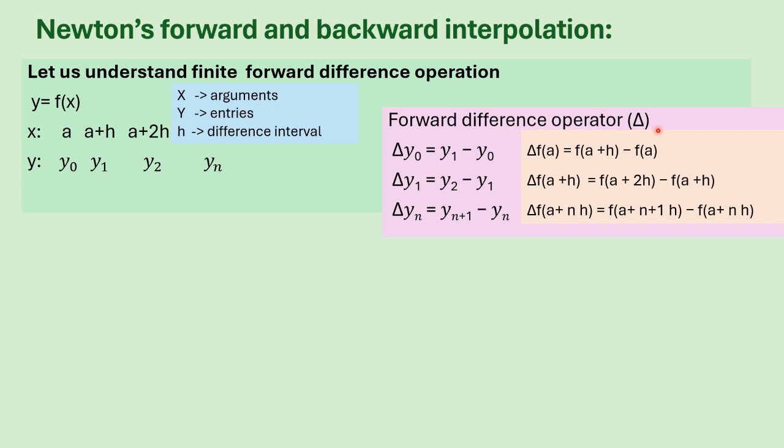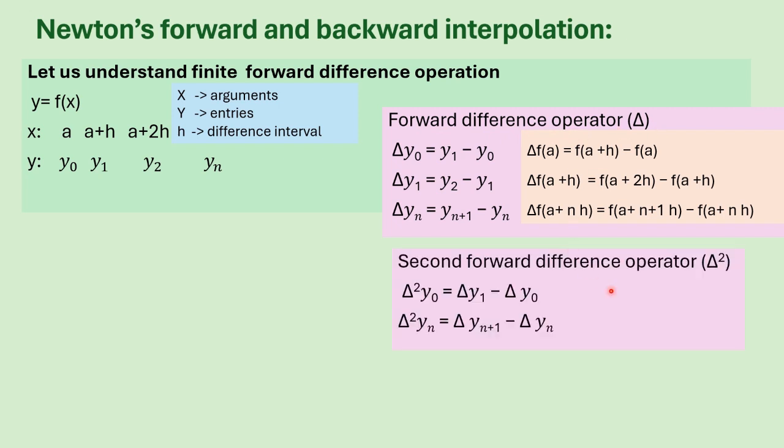Now the second forward operator is given by delta square. That is, this is multiplied by delta, nothing else. So when we multiply this with delta, we get delta square y0 is equal to, when we multiply y1 with delta we get delta y1, minus, when we multiply y0 with delta we get delta y0. So to generalize, we can write it like this.